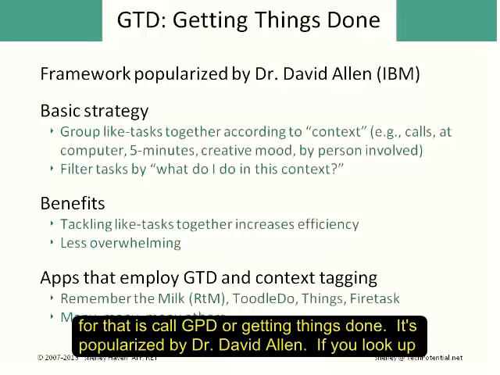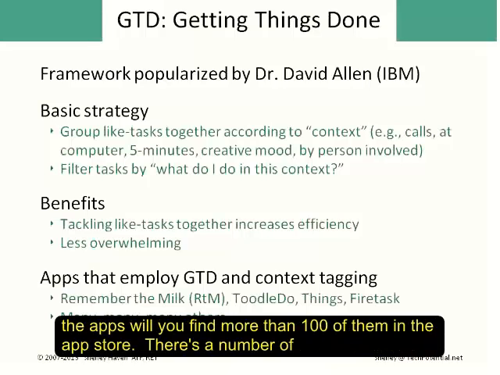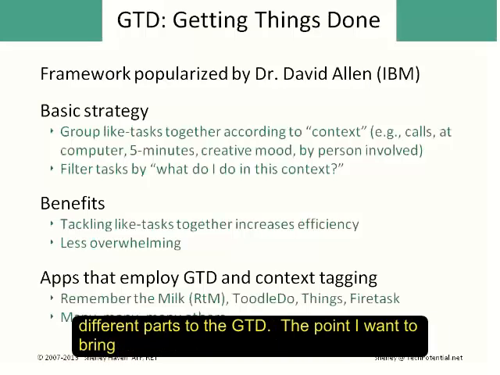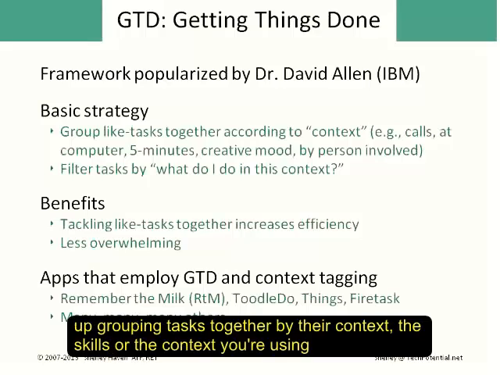The first one, and there's almost a cult following for this, is called GTD, or Getting Things Done. It was popularized by Dr. David Allen at IBM. If you were to look up GTD apps, you will find, I'm sure, well over 100 of them on the iPad App Store. And there are a number of different parts to GTD, but the main point that I want to bring up here is the idea of grouping tasks together by their context.